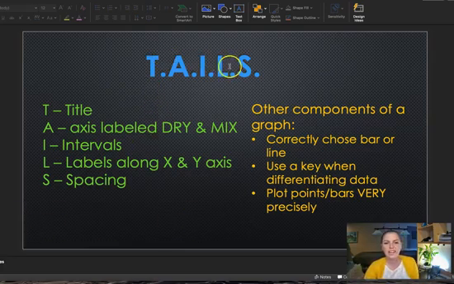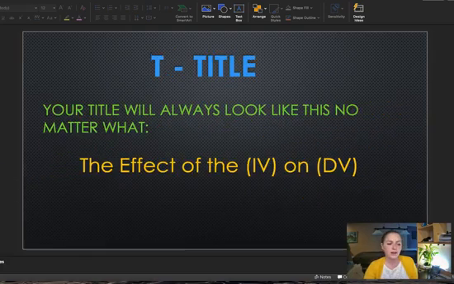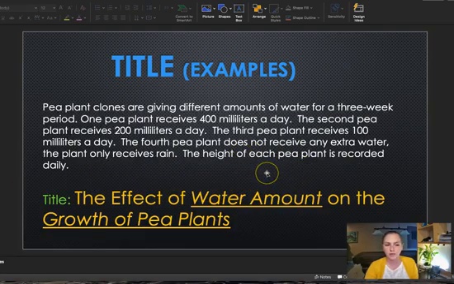All right, I'm going to go through each acronym to tell you what I'm looking for. As far as the title is concerned, your title sounds the exact same every time, and it sounds like this: the effect of the IV on the DV. I should be able to read your title and know what you're changing and how you're measuring it. I will only accept this format for title. Only. I will take off points if it does not look like this.